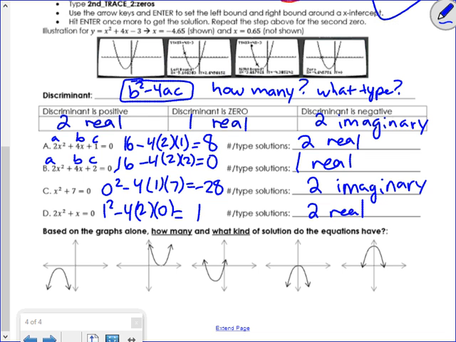So I apologize, this is another thing you guys need to memorize. If it's a positive number for the discriminant, you will have 2 real numbers. If it's a 0, exactly 0, you have 1 real solution. And if it's a negative number, then you have 2 imaginary.